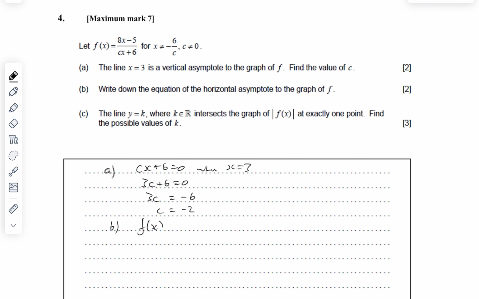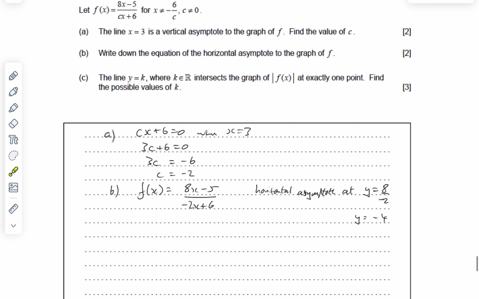Now we work out an equation of the horizontal asymptote. We now have f of x equals 8x minus 5 over negative 2x plus 6. I look at the largest powers of x, which are those. With the same powers in the numerator and denominator, we get 8 over negative 2. So we have a horizontal asymptote at y equals 8 over negative 2, y equals negative 4.